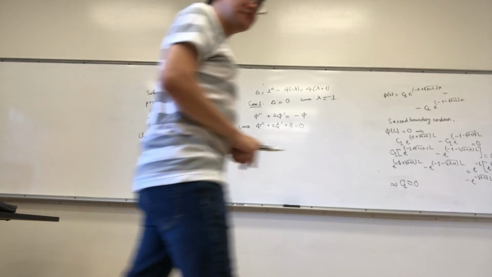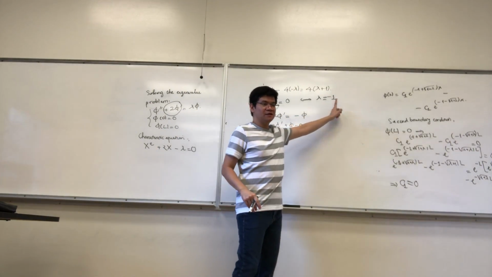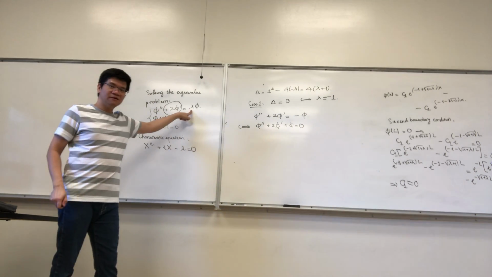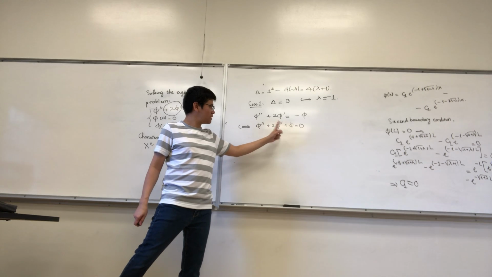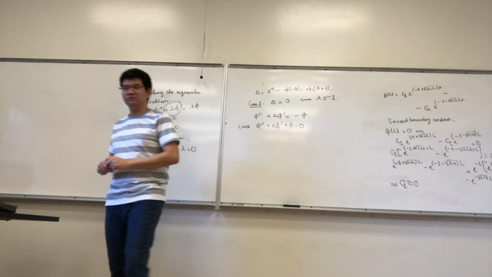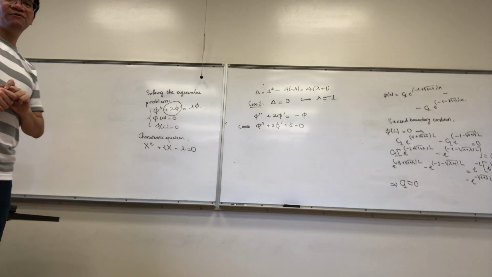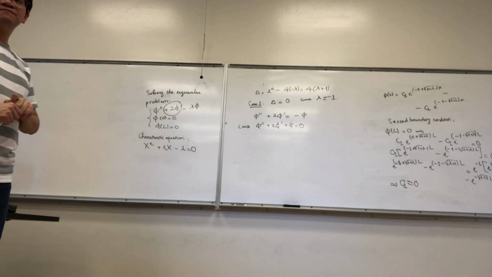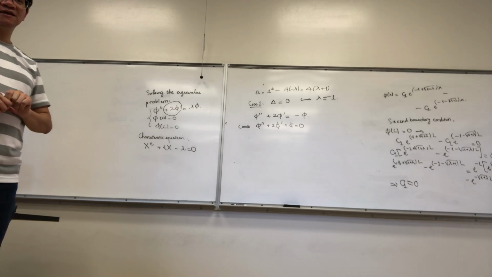Right? So in this case, because lambda is minus one, I replace lambda here, I get minus phi here, so I have phi second plus two phi prime plus phi is zero. In this case, what are the two solutions of the equation? Are they both just negative one?